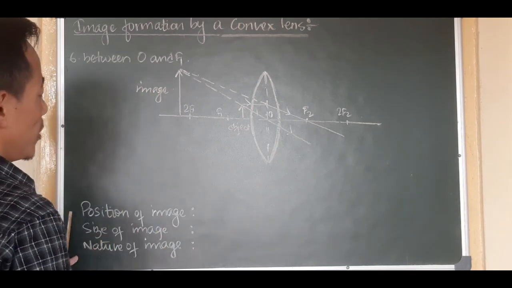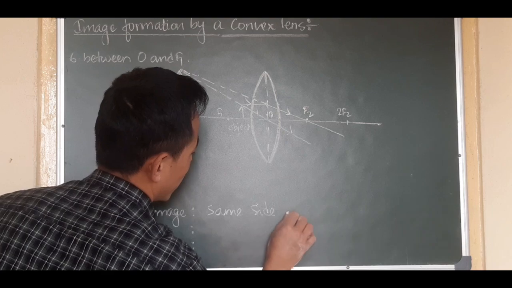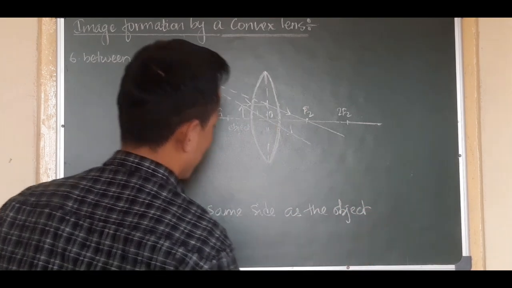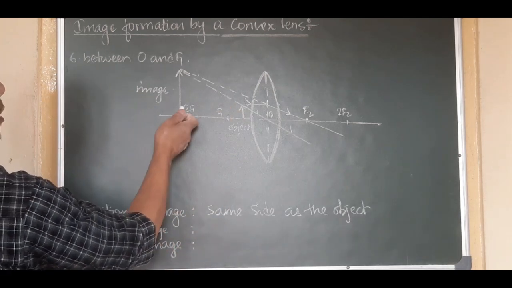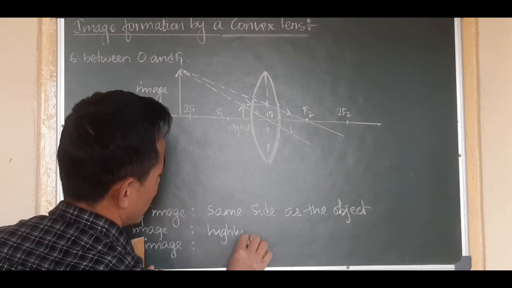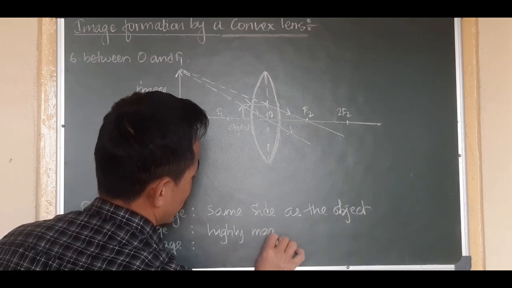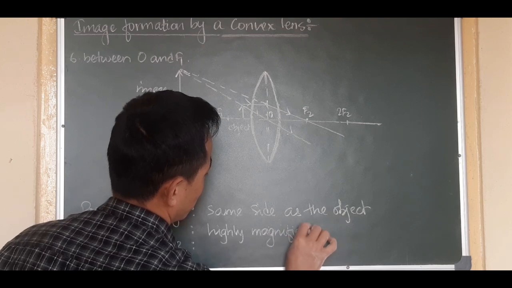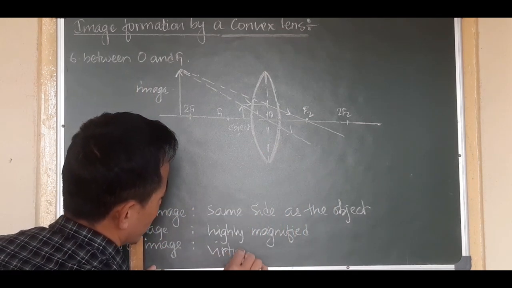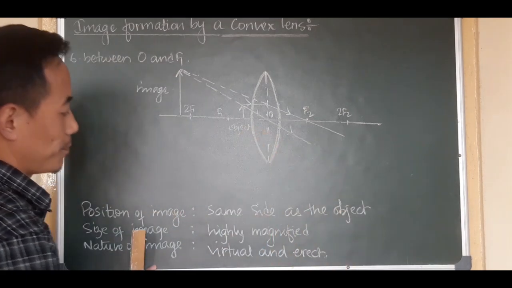Now let's write the position of the image. You can write the image is formed on the same side as the object. Now the size of the image, it is very clear that the size is magnified, or you can write highly magnified also. The image size is highly magnified. And the nature of the image: this is the only case where the image formed is virtual and erect.